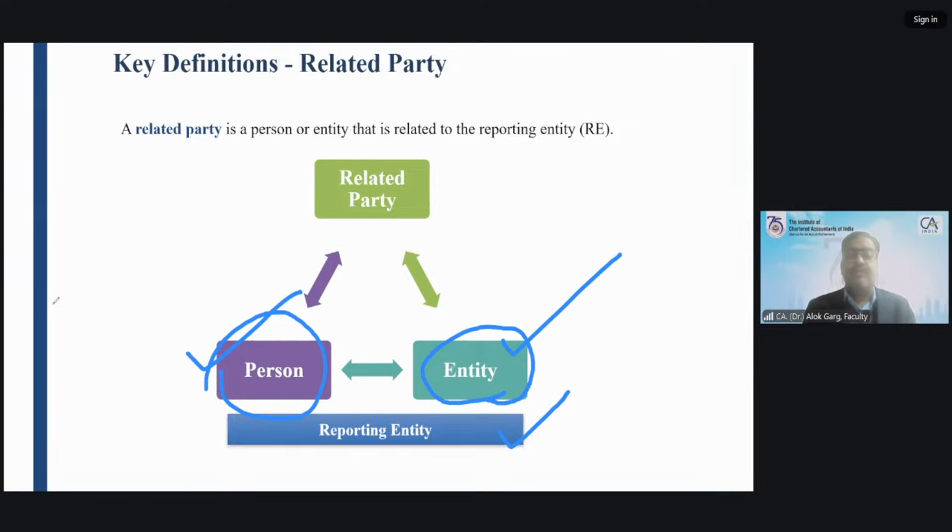The word used here is not company. The word used here is entity. An entity could be a corporate entity, or a non-corporate entity also, like a partnership firm, proprietorship firm, LLP, etc.